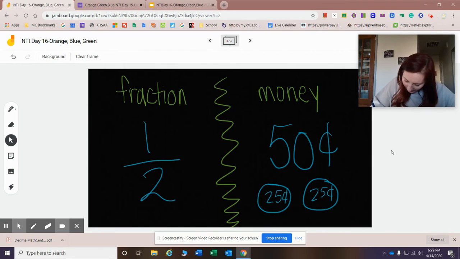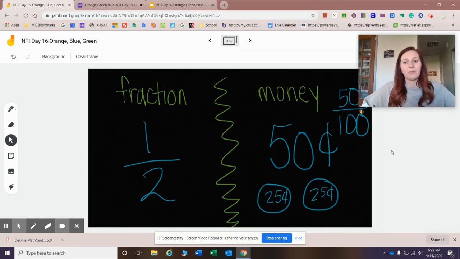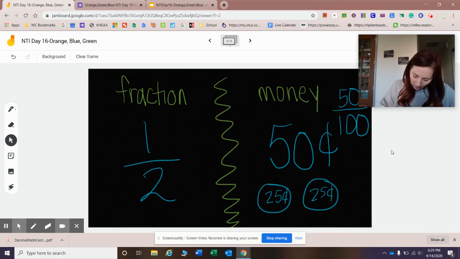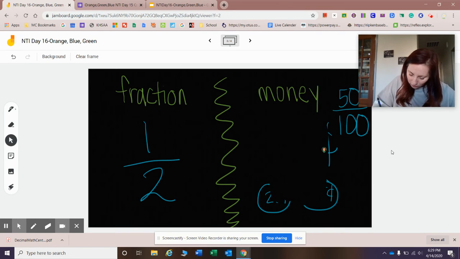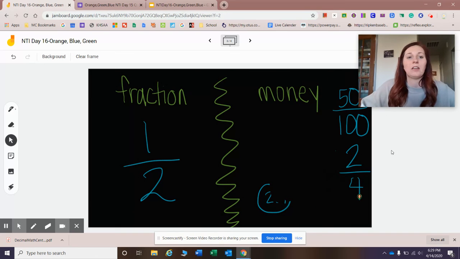Okay, you could write this as 50 over 100. What are some other things that equal 50 cents? Because our whole is 100 cents or $1. We said 2 quarters equal 1/2, and we know this because 2 quarters is 2/4, and 2/4 and 1/2 are the same thing.